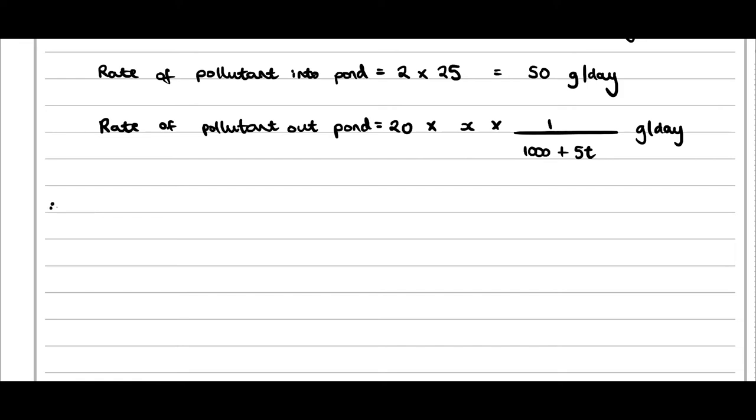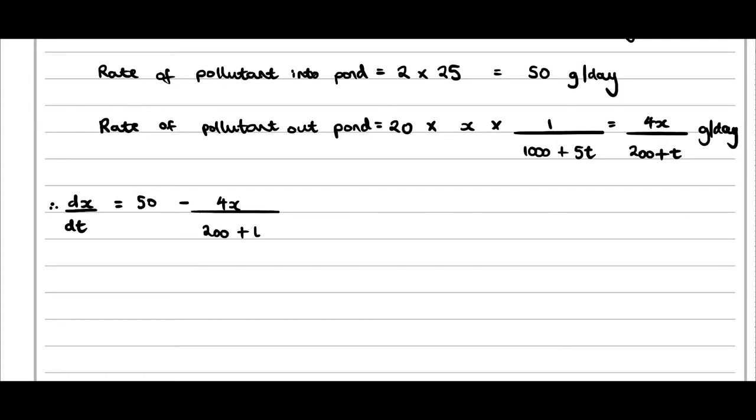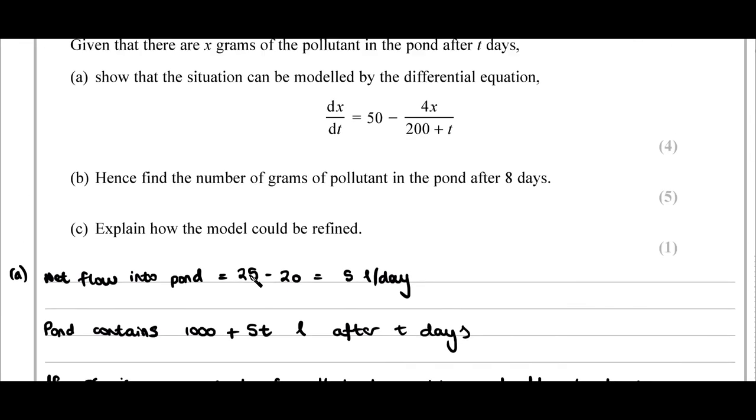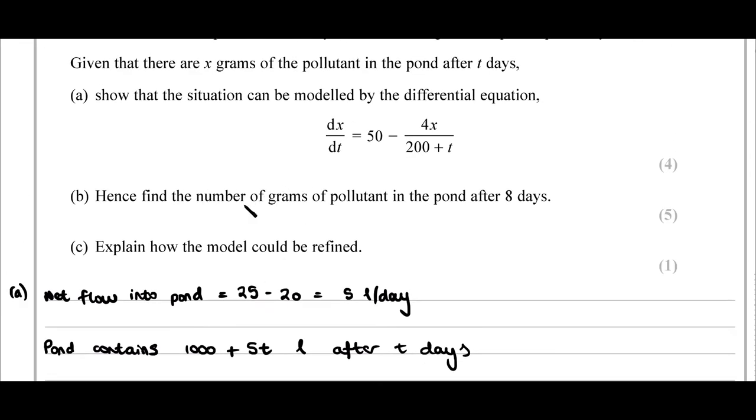So, with all that being said, we can conclude dx over dt, if we simplify this bit, we will end up with 20x over 1,000 plus 5t, which simplifies to 4x over 200 plus t. And our units are grams per day. Okay, so dx over dt is equal to 50 minus 4x over 200 plus t.